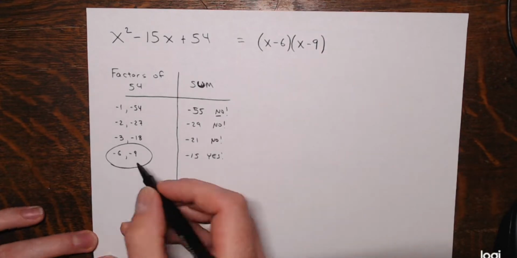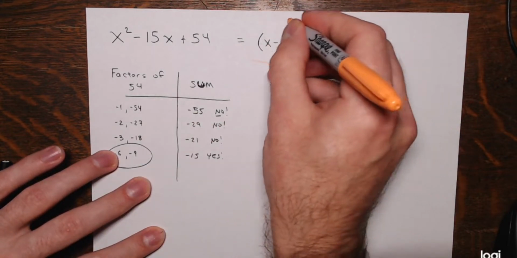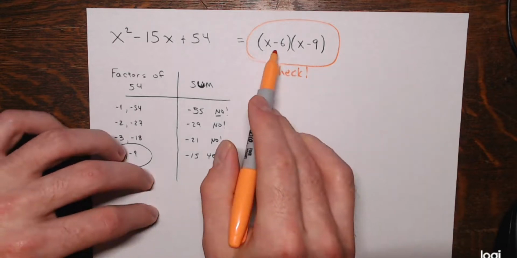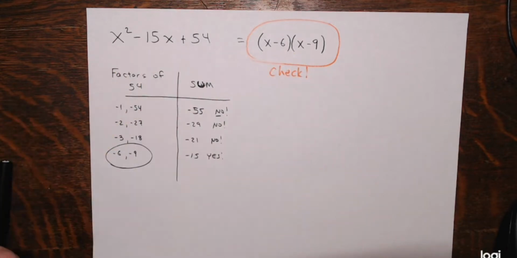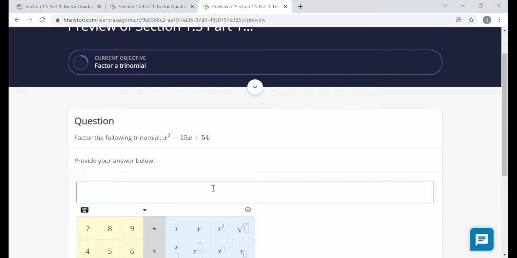All right, using the two factors we had, and I'll put this in a box. And don't forget to check. Multiply these and make sure you get the same expression back, and you should. All right, so now I go back and enter that answer that we got. Now this one's not multiple choice, right? We have to enter it ourselves. So put in parentheses, x minus 6 times, and then in parentheses again, x minus 9.